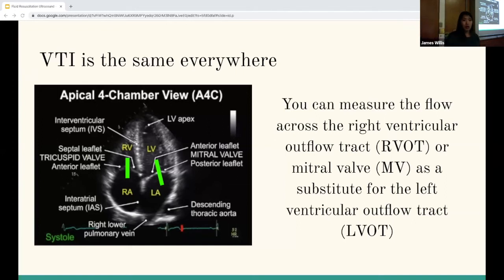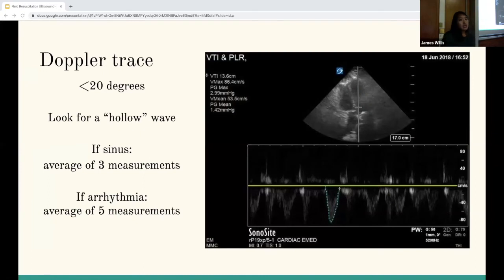All right. So getting into the nitty gritty of actually how to do the trace, you're going to find your 5 or 3 or 4 chamber view. You're going to find your left ventricular outflow tract or your right ventricular outflow tract or your mitral valve tract.